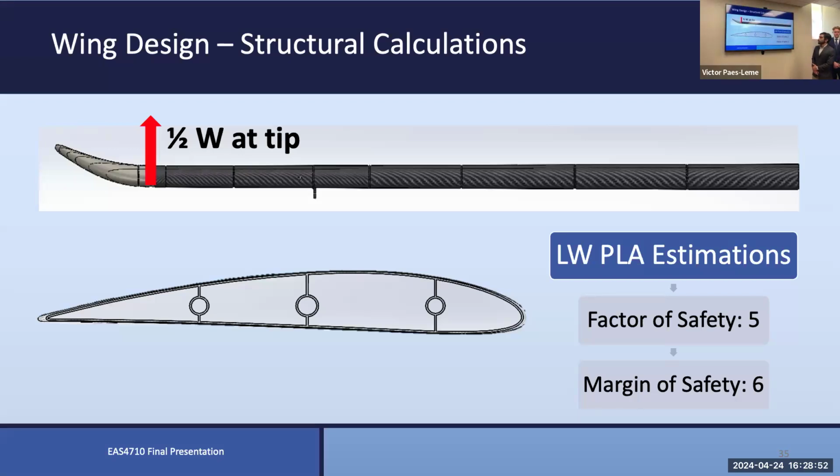For a more conservative approach, we first started placing 1/2 of the weight of the plane at the tip of the wing. This is only considering half the span of the wing. Using the values that we found for the strength of lightweight PLA and using this cross-sectional area, which is the most representative along the length of the wing, we estimated a factor of safety of 5.